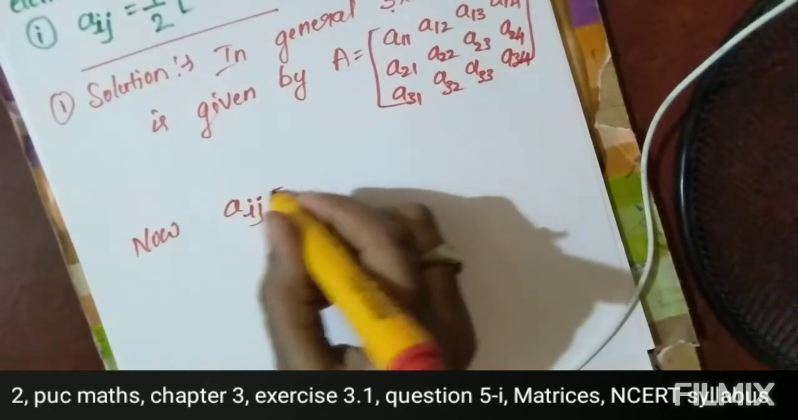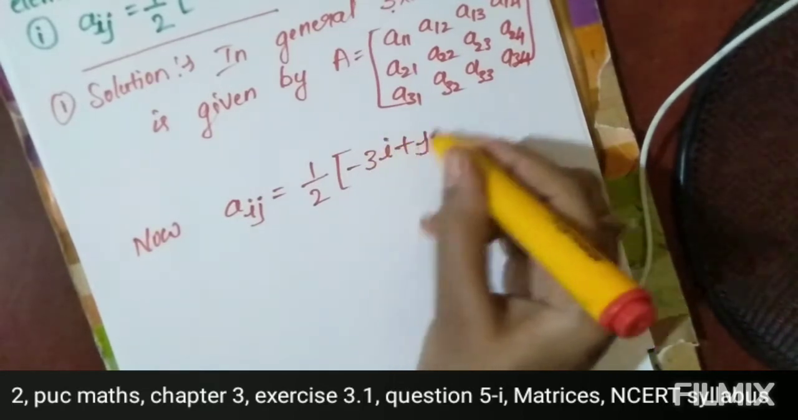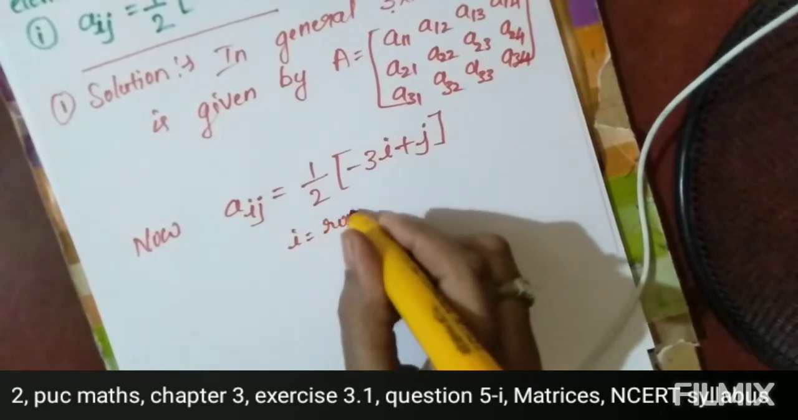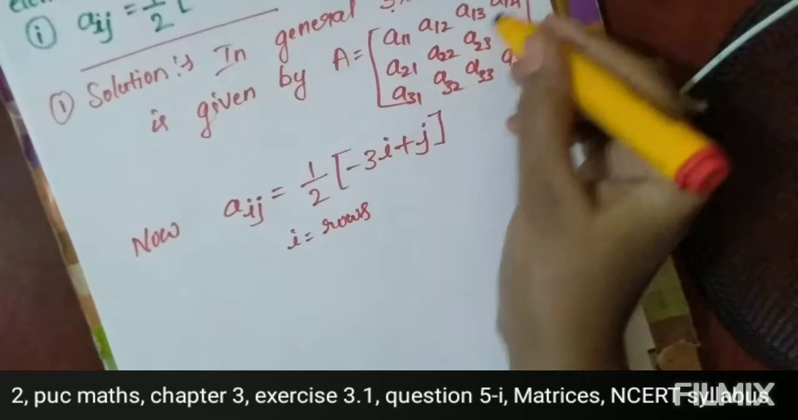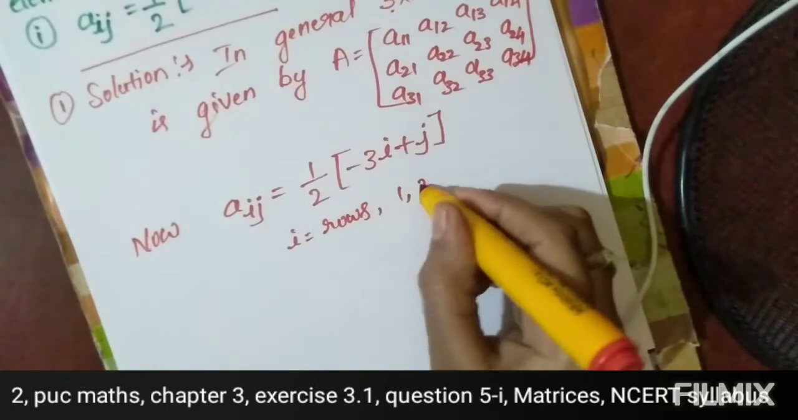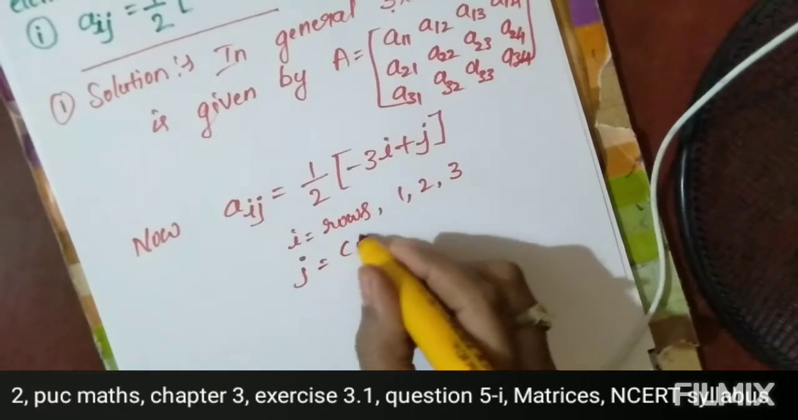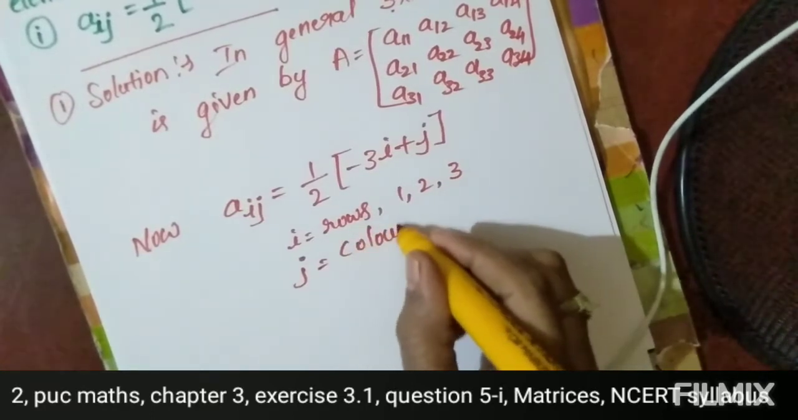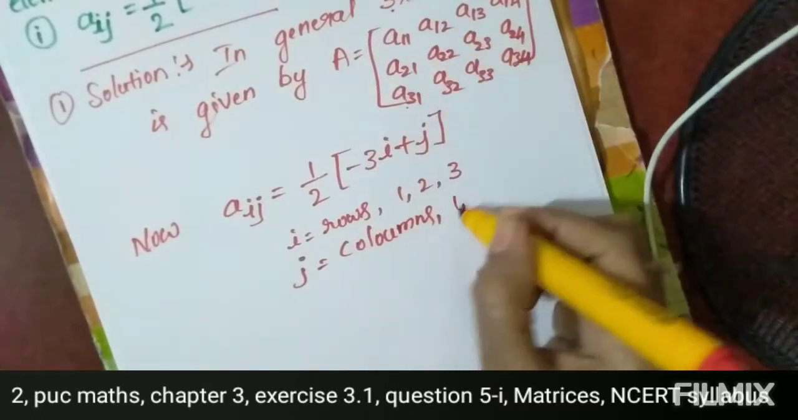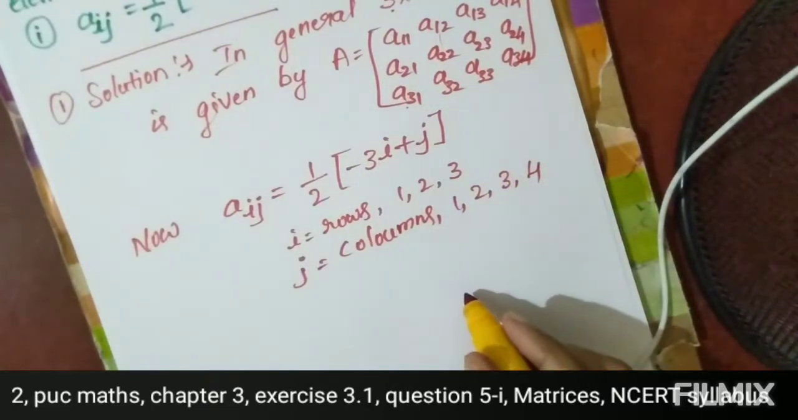Aij = 1/2 |−3i + j|. That is, i means rows. These are rows: one row, second row, third row. Means one row, second row, third row are there. j means columns. Columns are one column, second column, third column and fourth column, like this.